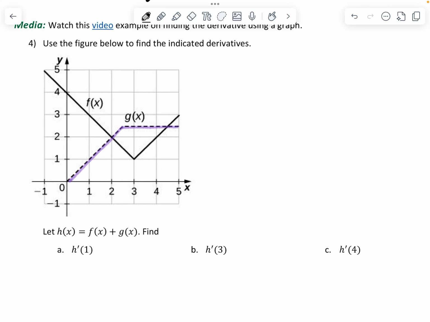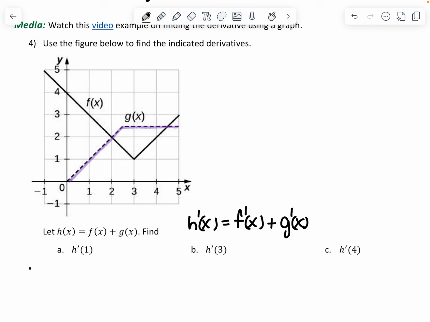So we have h of x is equal to f plus g. So I want h prime of 1. I'm going to start off and write this expression. h prime of x is equal to, using the sum rule, we're going left to right.